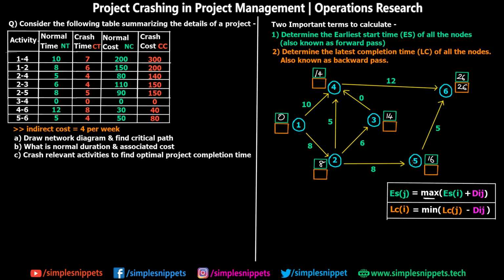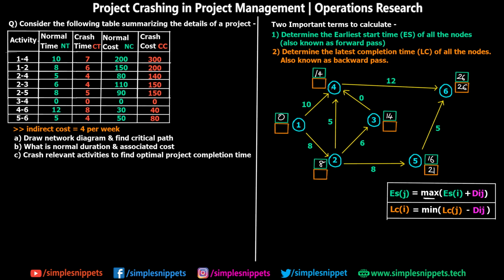Now let's calculate LC value for 5. Here this is LC of J, and this is LC of I because this is the previous node. We are calculating LC of I, and the formula is LC of J. For this fifth node, LC of J is going to be the LC value of the sixth node, so it's going to be 26. Then we have to subtract the distance and not add. In ES we are adding, in LC we have to subtract. So 26 minus 5 is going to give you 21. I'm going to write 21 over here. Since there is no other activity coming out from the fifth node, we don't have to calculate multiple LC values and compare and select the minimum one. We only have one activity going to the sixth node, so we don't have any comparisons to make.